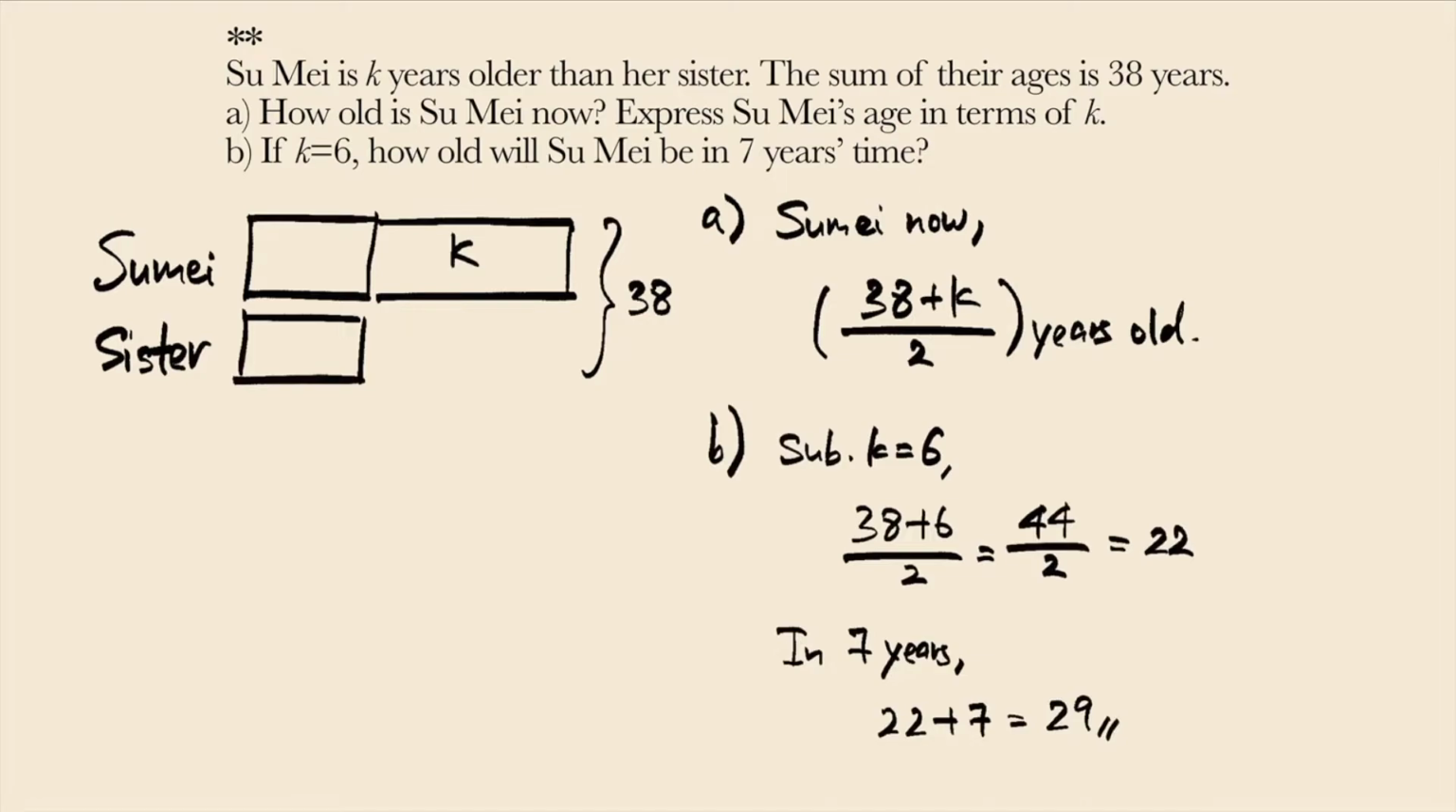Next, Sume in 7 years time. Well, we just realized that Sume now is going to be 38 plus 6 over 2, given that k is 6. So Sume now is 22. But the question wants Sume in 7 years time in the future. That would be an addition of 7, and that gives us 29.